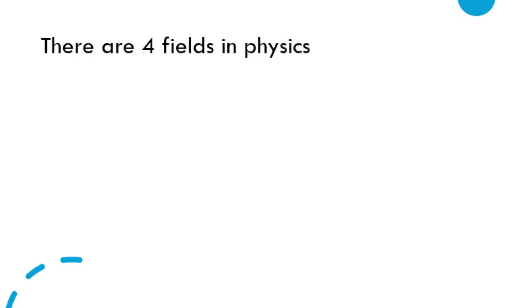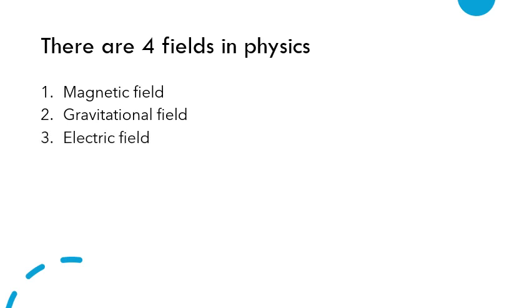Dear students, there are 4 fields in physics. They are magnetic field, gravitational field, electric field and nuclear field. The term magnetic field is very familiar to you. As you know, it is a region or space around a magnet where another magnet experiences a force of attraction or repulsion, which you have already learned in previous classes.